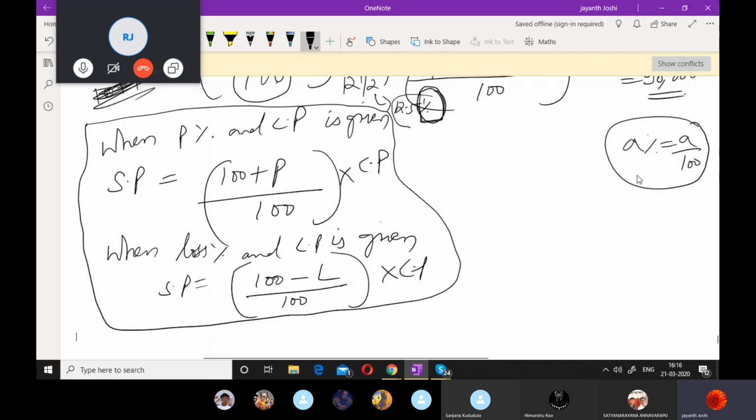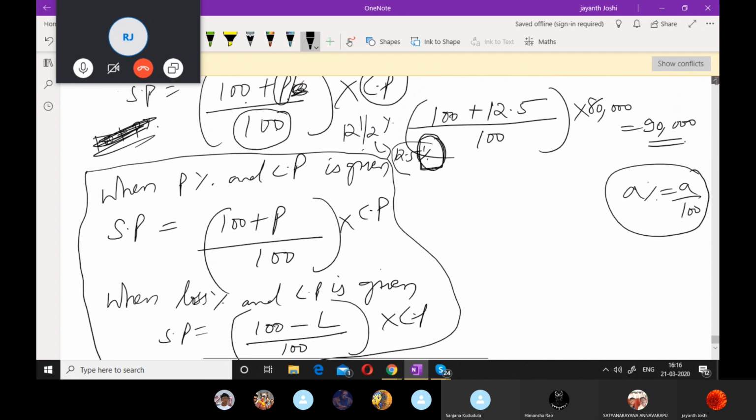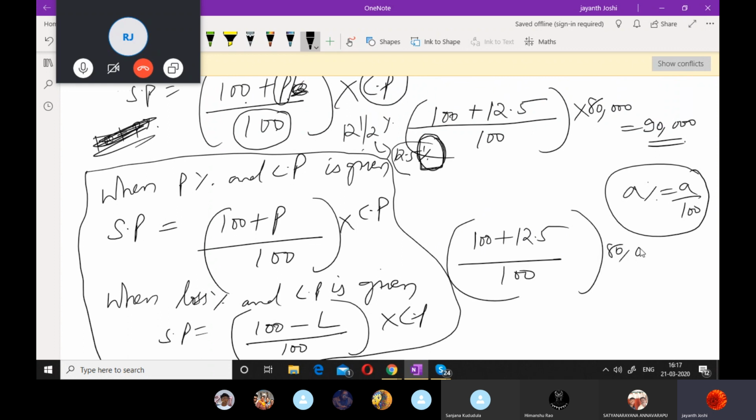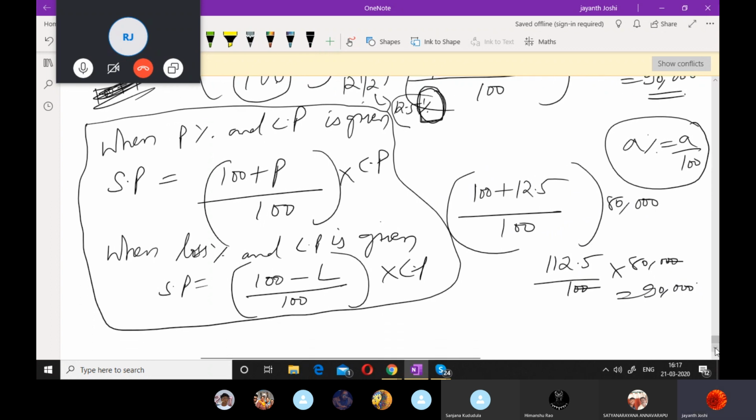So in this case, instead of taking percentage, I'm taking 100 plus 12.5 by 100 into 80,000. When I solve this completely, I will always get 90,000 as answer. Why? Because 112.5 by 100 into 80,000, I cancel this, so 800 into 112.5 is how much? It is 90,000, correct? Okay, so these two formulas you should use. Same continues with the CP formula also, cross multiplication.